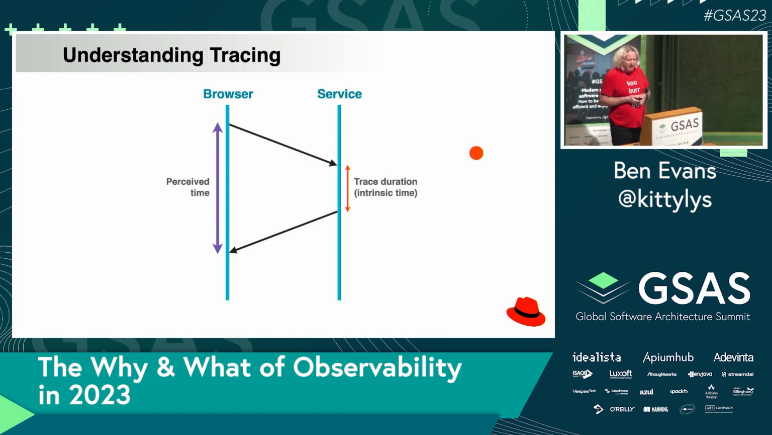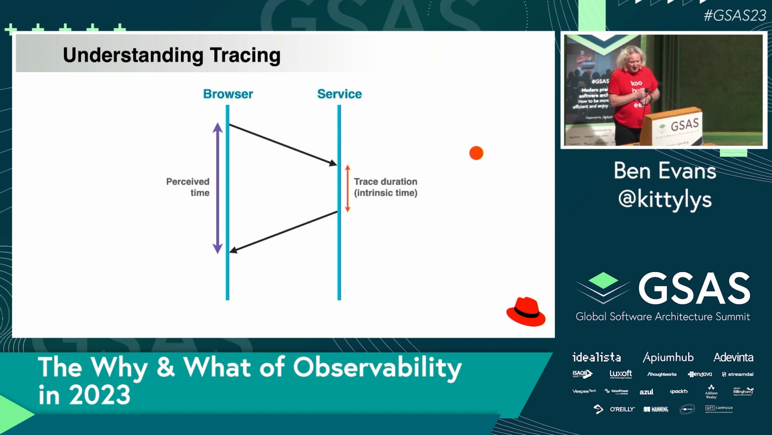So here we have like the world's simplest service. You have a browser. It makes an HTTP call across to the service. There's a trace duration, which is the intrinsic time for how long it took that to run, and back comes your result. Okay? And you're thinking, why has Ben got a big red dot over here on the right of his slide? Surely his laser pointer doesn't actually create dots that big, and sure enough, it doesn't. You'll see in a second.